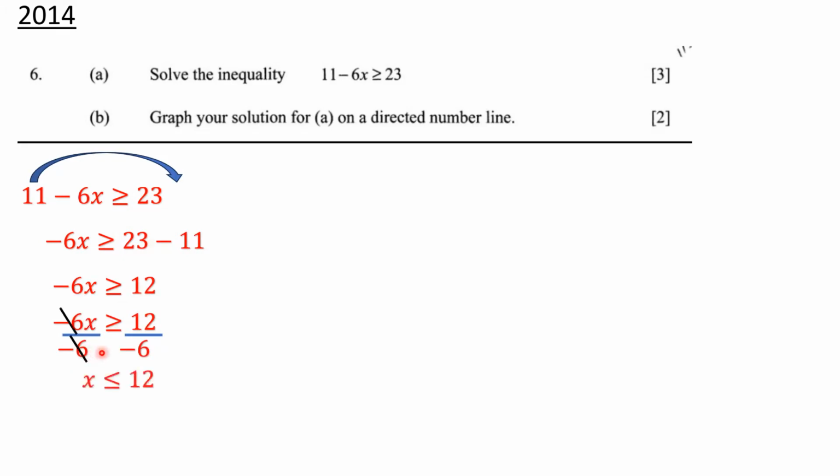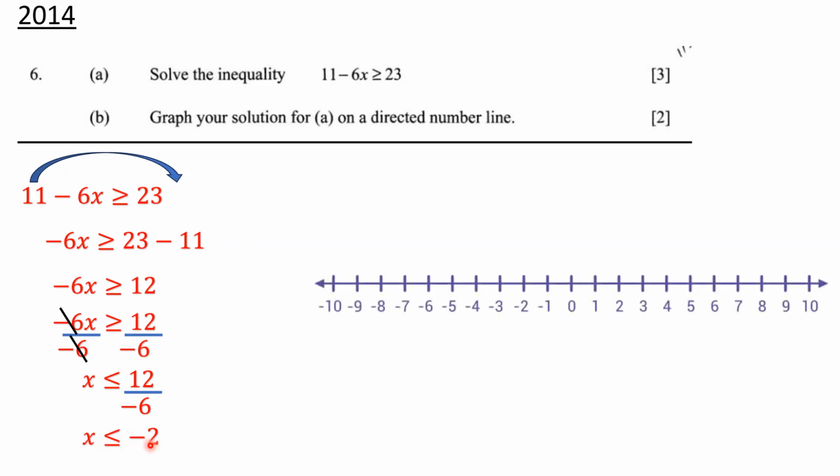We cancel out the -6's. We're going to change the sign. X is less than or equal to 12 divided by -6, and 12 divided by -6 is definitely -2. And so our answer is x is less than or equal to -2.